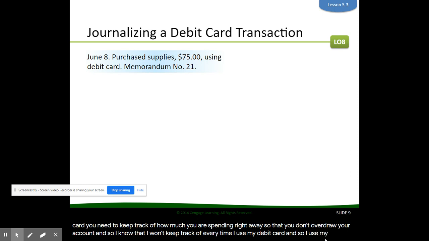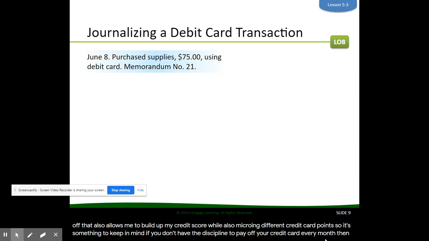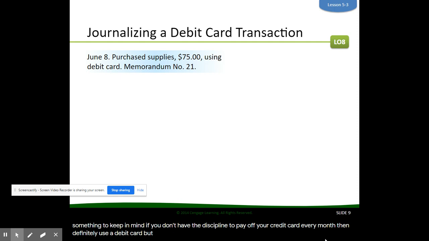And so I use my credit card, just being conscious of how much I'm spending and what I'm spending money on. And I can check in my app and see where I'm at in the month, but then at the end of the month, I pay the whole bill off. That also allows me to build up my credit score while also accruing different credit card points. So it's something to keep in mind. If you don't have the discipline to pay off your credit card every month, then definitely use a debit card. But there are benefits to using credit cards instead of a debit card.